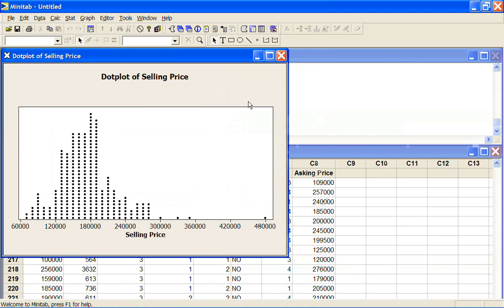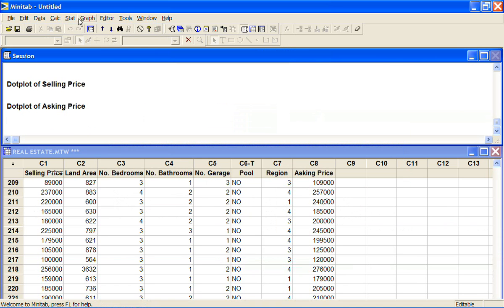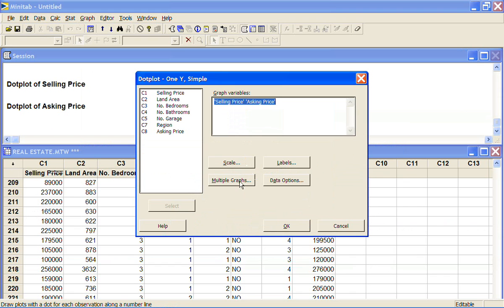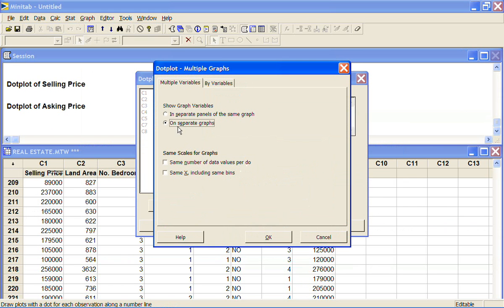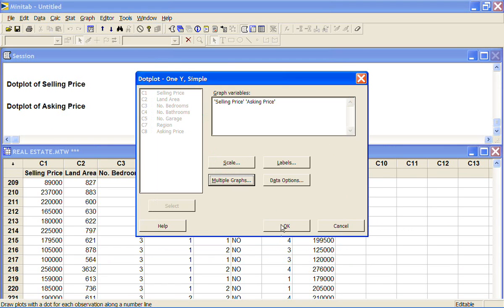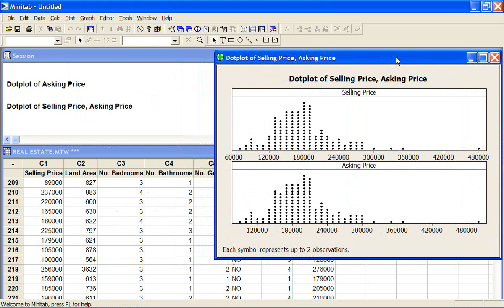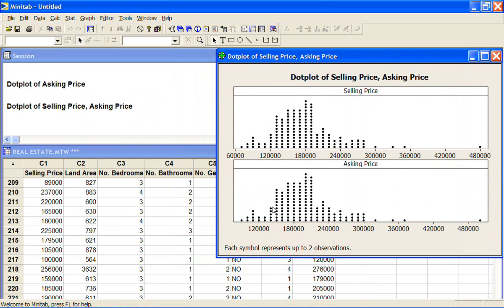Now what we can do, if we go to the multiple graphs tab, we can ask it to do those two graphs in separate panels on the same graph. So now we have the two plots together on one graph.